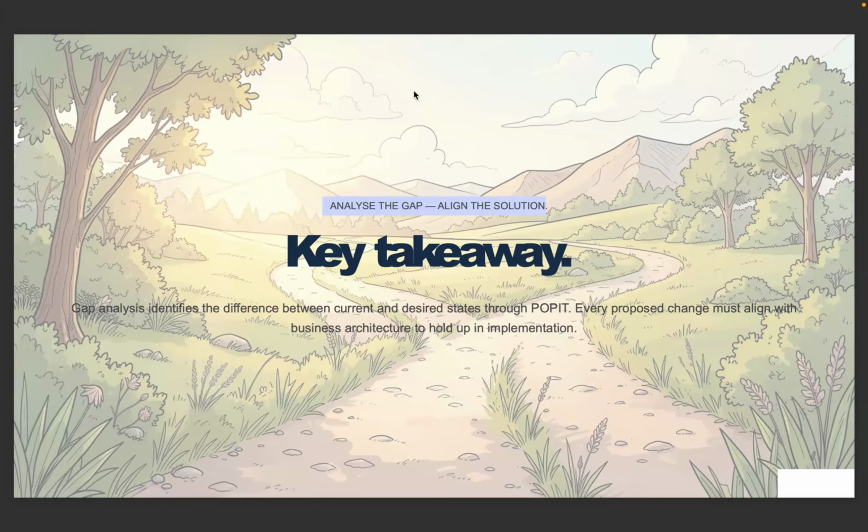So it has to be balanced, the right architecture for the right organization.